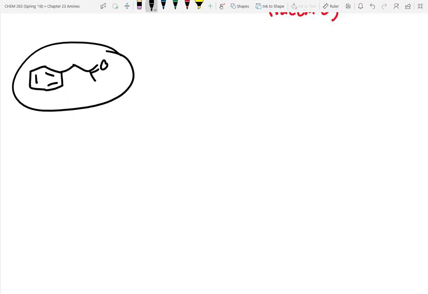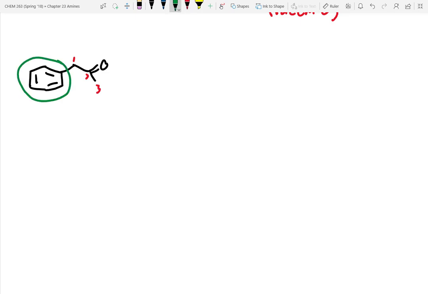Let's name it. What would this be called using IUPAC naming? So we want to number our longest carbon chain: 1, 2, 3. We've got this group coming off of carbon 1. Okay, so this would be phenyl-2-propanone. So in the show they call it P2P.